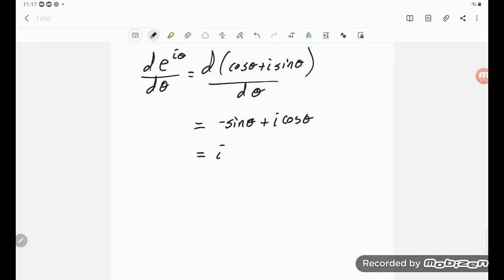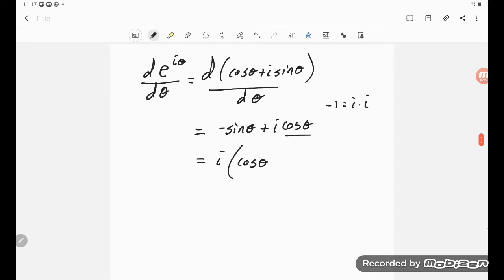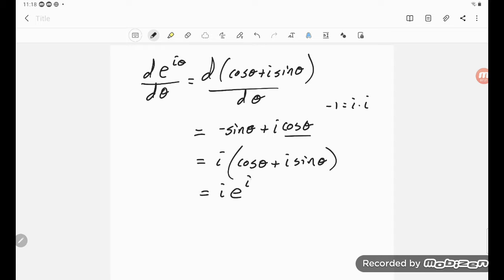This will be i. Now, here, what I have left is cosine theta. Now here, factoring out an i, well, -1, remember, is i times i. And so this is plus i sine theta. So this is i e to the i theta. So there you go. There's our proof.